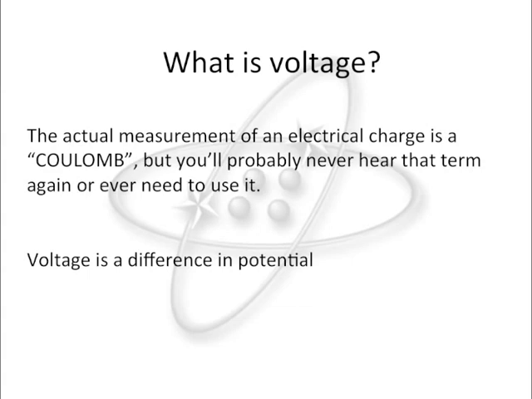If we were going to measure how much of an electrical charge something has, that would actually be measured in a coulomb, which is named after a French physicist that did a lot of work with electricity. But that's not really useful to us because how much of a charge something has isn't nearly as important as how much of a charge it has relative to something else. That is known as a voltage, the difference in potential, and that's really what's going to be important to us.